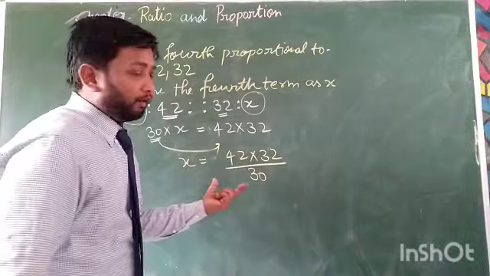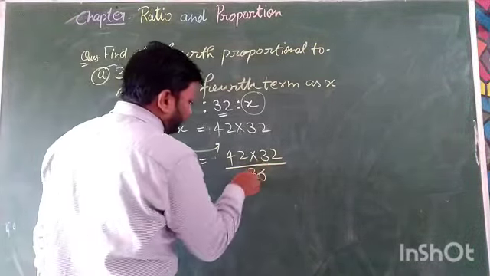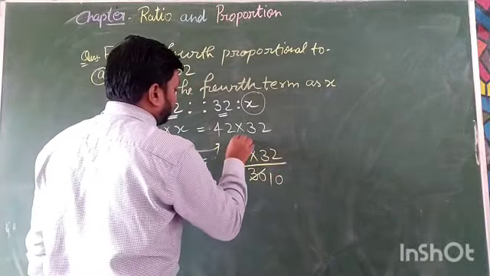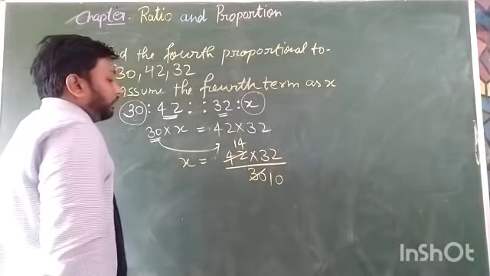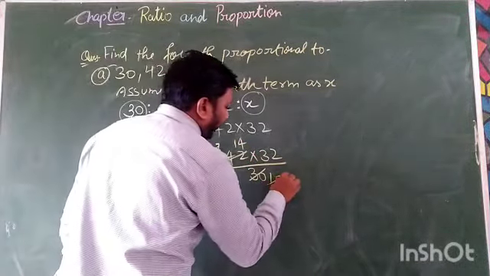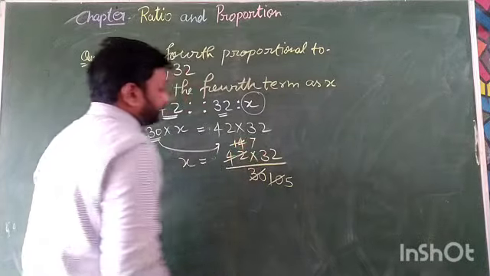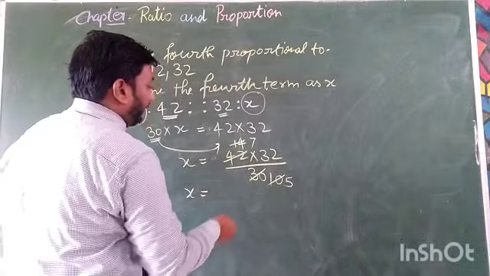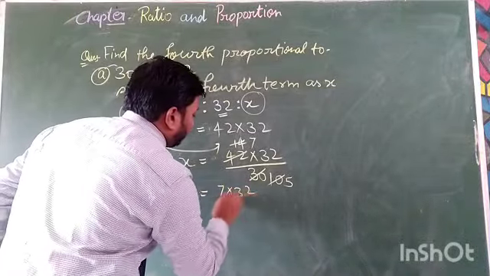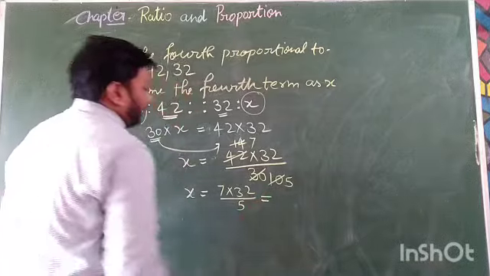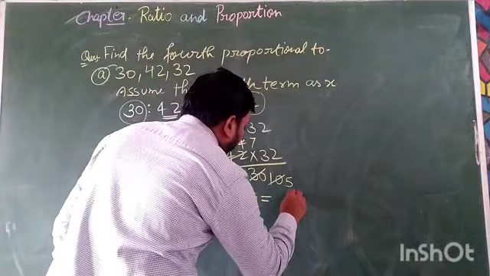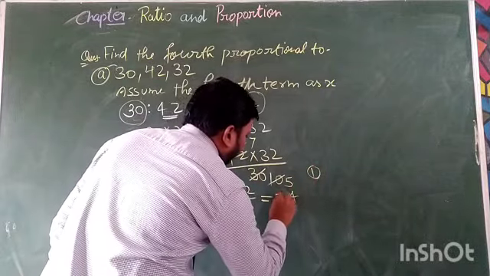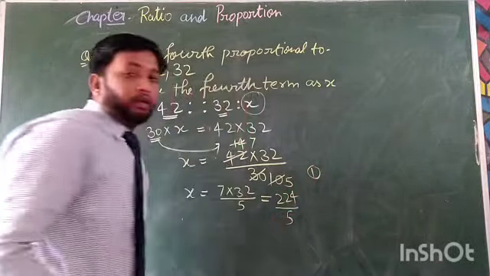We now simplify this. We can simplify this as 3 times 10 is 30 and 3 times 14 is 42. Now 2 times 5 is 10 and 2 times 20 is 40. So here we will get the value of x as 7 into 32 divided by 5. If we multiply this, we get 7 times 2 is 14, carry 1, 7 times 3 is 21 and 1 is 22, divided by 5.